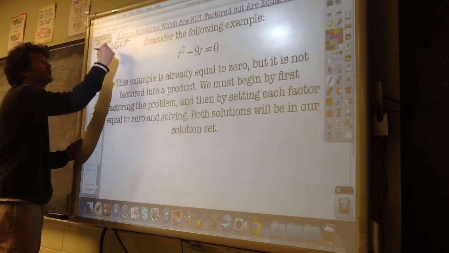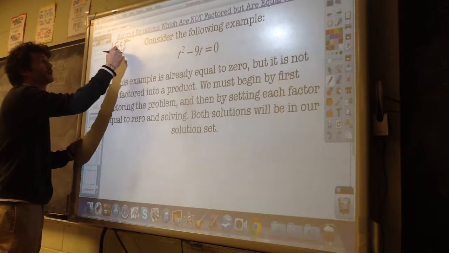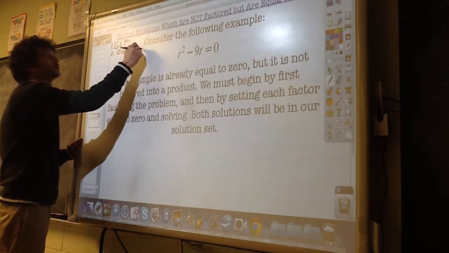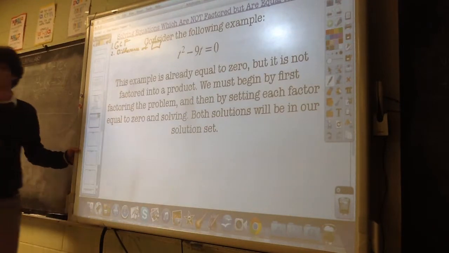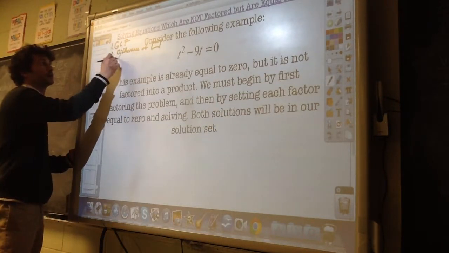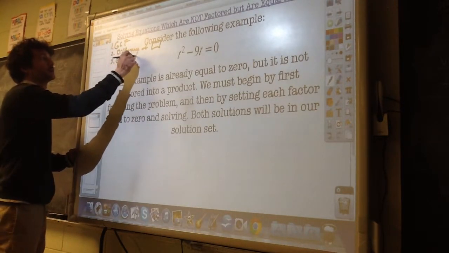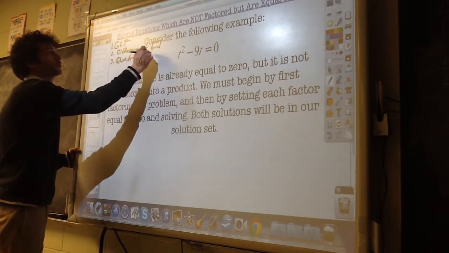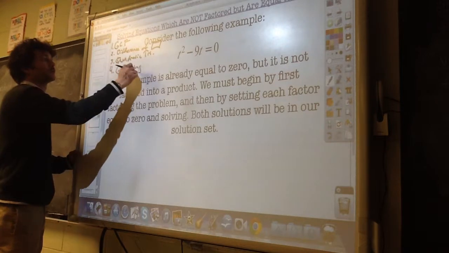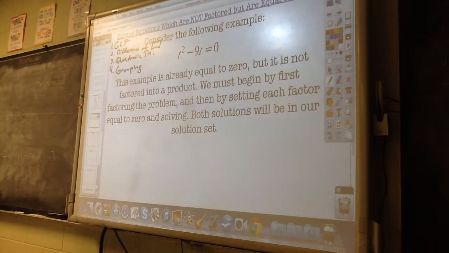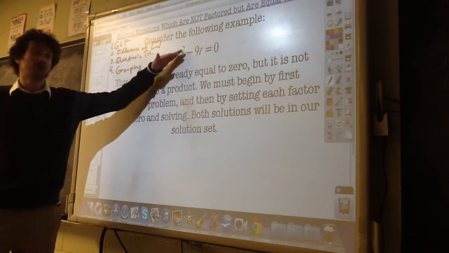GCF is number 1. Number 2 is the difference of squares. Difference of squares. This is the checklist. You should have it. You should know it already. Number 3 is the quadratic trinomial. And number 4 is grouping. Right? These are the things we should check for, in order, every time we're asked to factor something. So that's the first thing I've got to do.